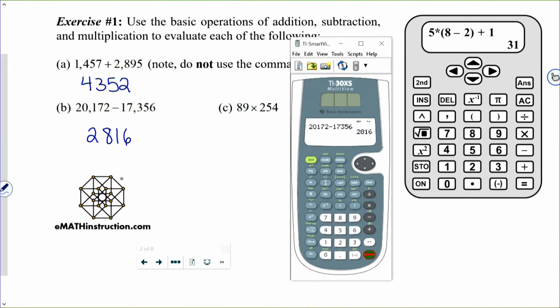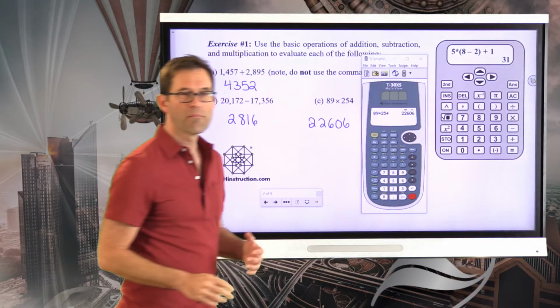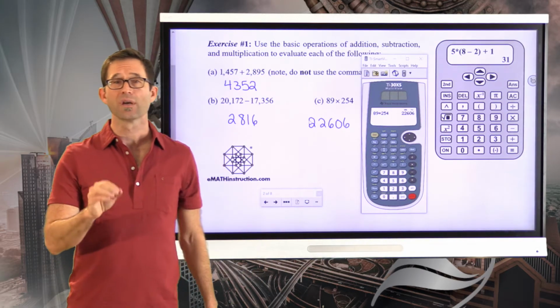Let me do that product really quick. Coming over here, I'm going to hit the clear button again. You don't have to do that every time, but 89 times 254. Notice that times symbol is more of a star, or almost looks like a video game character. You'll get used to it. Hit enter, and I get 22,606.